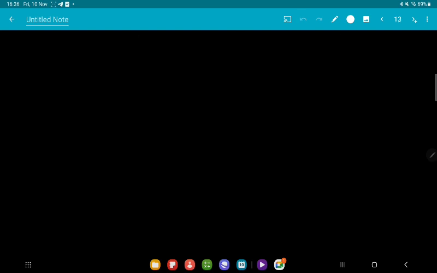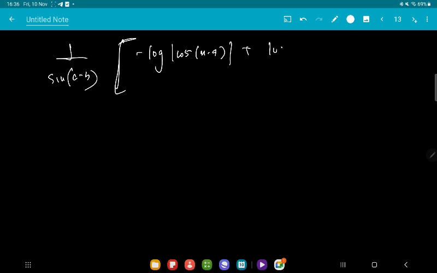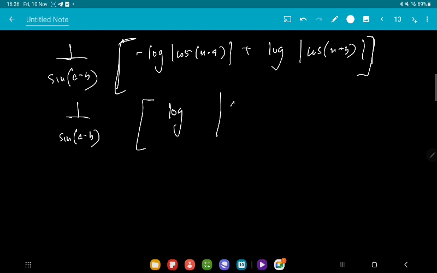So once I resolve this, I will get my answer as 1 upon sin(a minus b), bracket, minus log cos(x minus a) plus log cos(x minus b). This would be your final answer, sir. Please see this. Yeah, quite lengthy although, but this is how it will be done.